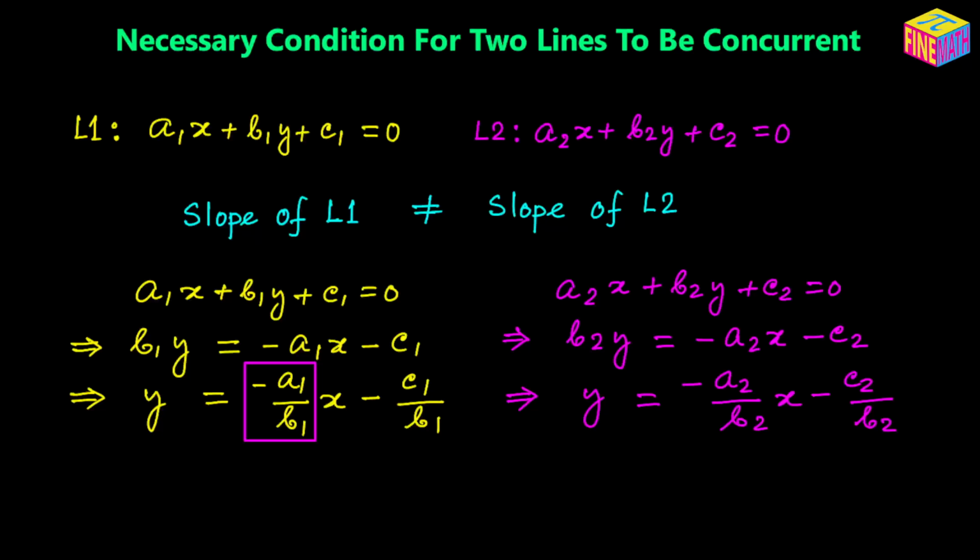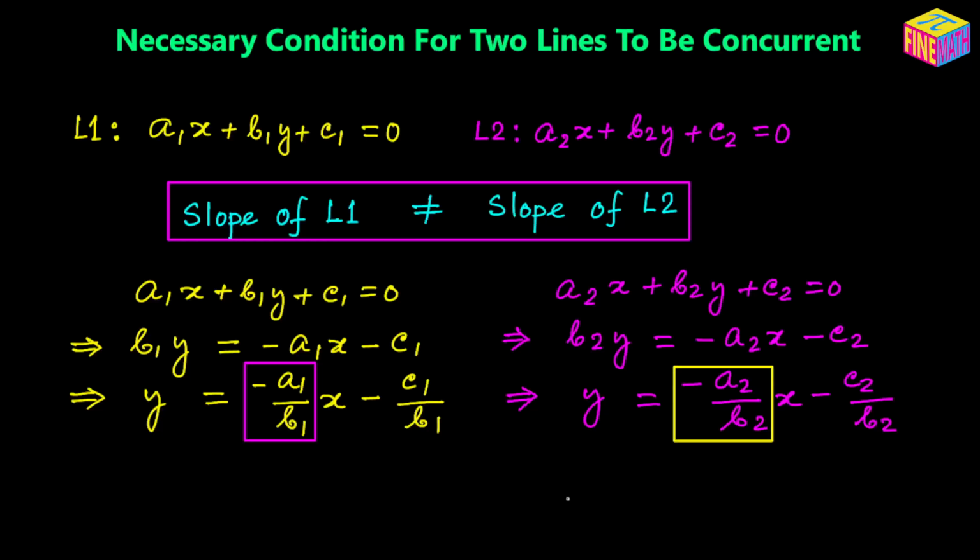And what is the slope here? Well, again here the slope is like this. This is the slope of the second straight line. So we have found out the slopes of the two straight lines, and our necessary condition is that the slopes cannot be equal. So let me kind of highlight that here.